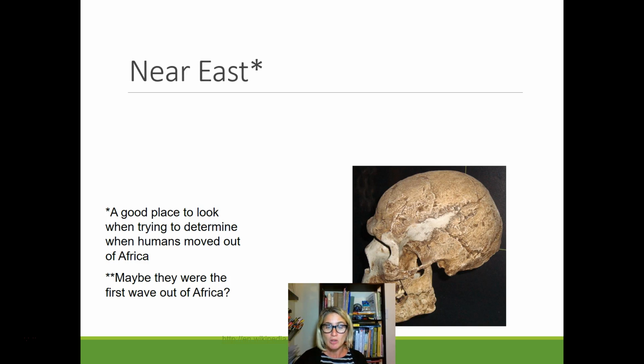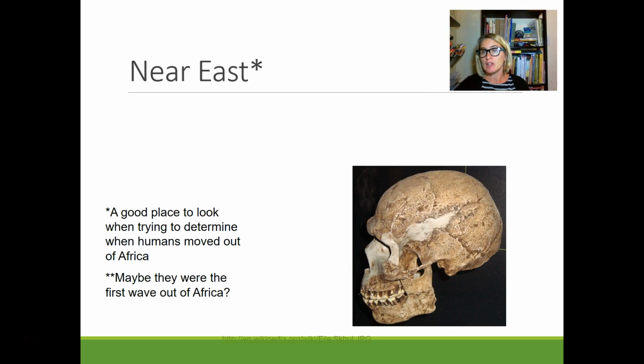Now, where else should we look? Well, one place to look if you're thinking about a replacement model would be the Near East. That's a good place to look if you think about hominins moving out of Africa and replacing other populations. Well, they've got to get out of Africa somehow, and through the Near East would be a great place to migrate. So this would be a place where you would expect to find certain fossils at a certain time period if you're hoping to support that particular hypothesis.